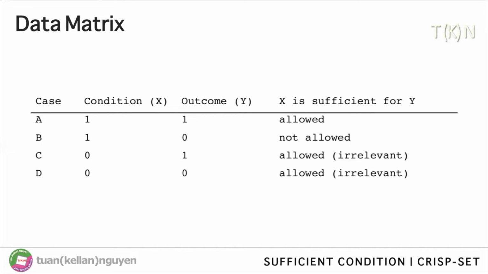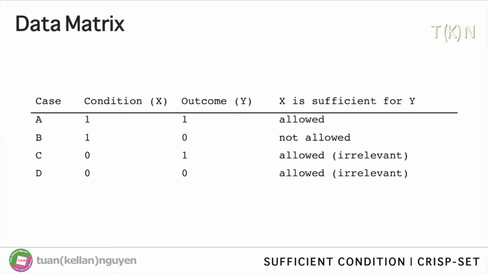The first way to demonstrate the test of sufficiency for QCA is using a data matrix. For instance, we have one QCA condition X and one QCA outcome Y. The values in these columns are 1 and 0. 1 indicates the condition or the outcome is present, while 0 indicates the condition or outcome is absent. There are 4 logically possible cases: A, B, C, and D.